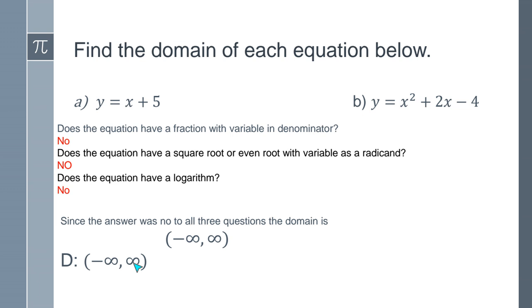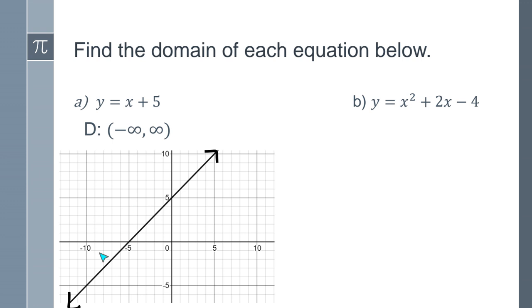When you're working with infinity, we use a parentheses because we don't know what exactly that number is. So we use a parentheses. When you want to write your domain, your smallest number always goes first. Okay. Now, if I was to graph this line, then notice that this is a line, and I'm going to be using all these x values. Okay. Let's look at the next one.